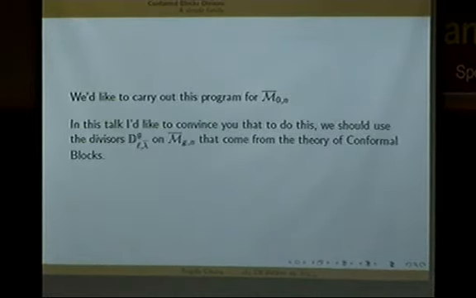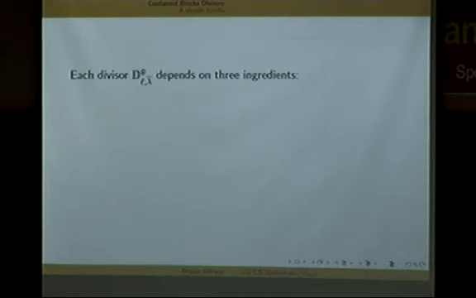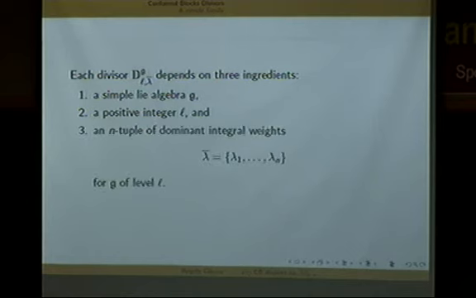Okay, so I'll go back to where I was. We'd like to do this for M_0,n bar. And I'd like to convince you in this talk that, in order to do this, we should really give the conformal blocks divisors a serious look. And so I'm going to talk about them. Okay, so each of these divisors depends on 3 parameters: a simple Lie algebra g, a positive integer l, which is the level, and an n-tuple, one for each marked point, of dominant integral weights for g of level l.